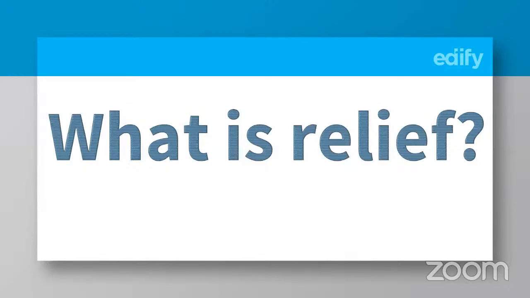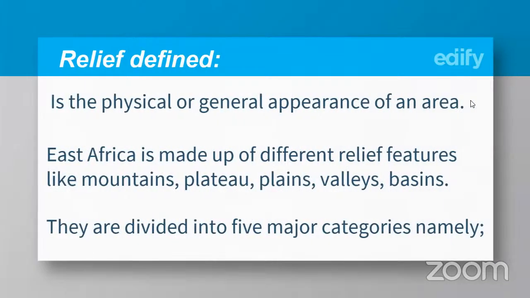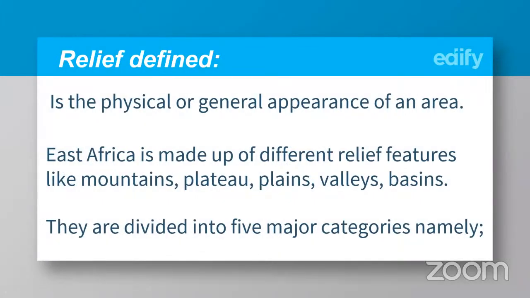So if that is the case, today we are going to look at the physical appearance of East Africa. Now, all those things you've mentioned are very true. However, we group them into 5 major categories. And those 5 major categories are the ones we are referring to as relief regions of East Africa. So my definition of relief doesn't differ so much from yours. It is the general or physical appearance of an area.